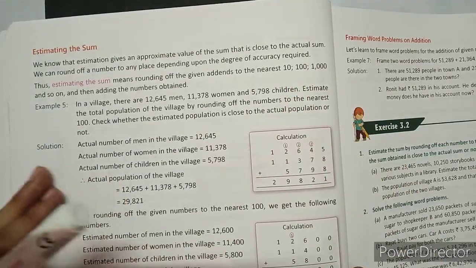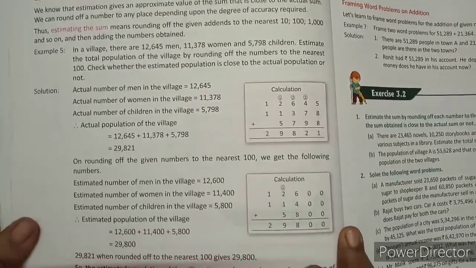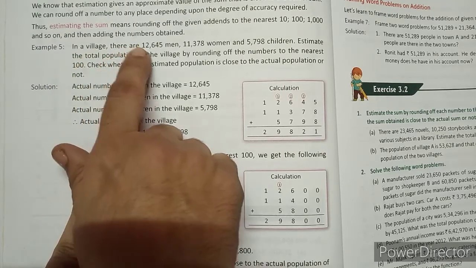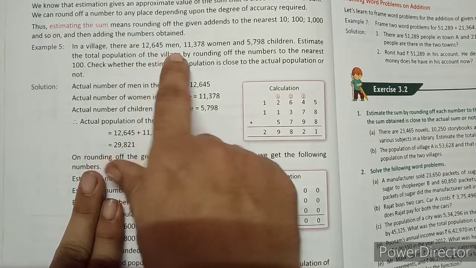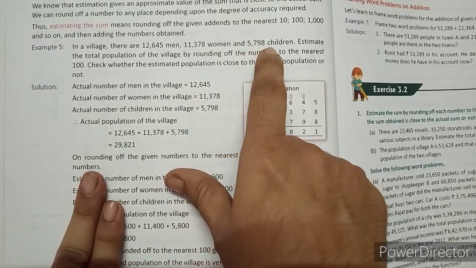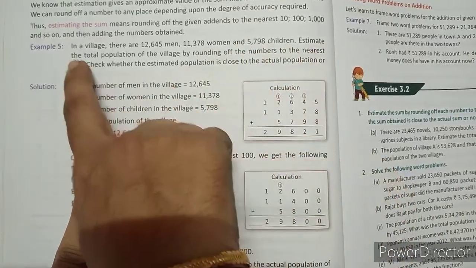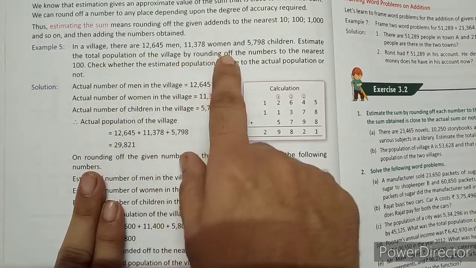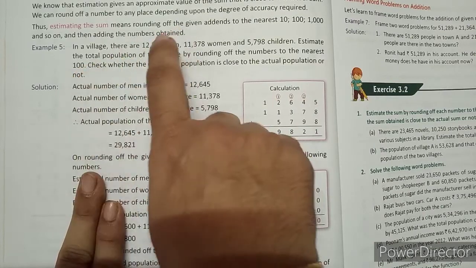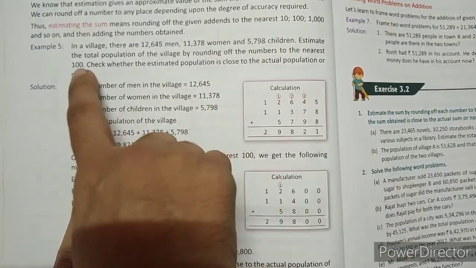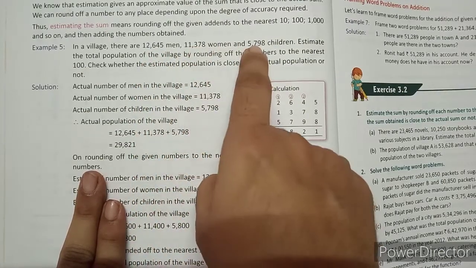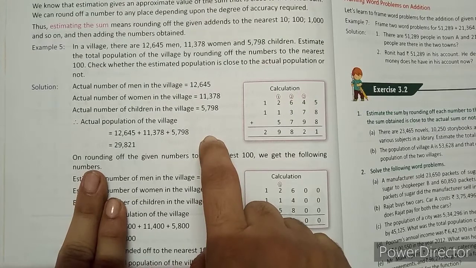So we will just go for one of the examples you have been given. So see here, in a village there are 12,645 men, 11,378 women and 4,798 children. Estimate the total population of the village by rounding off the numbers to the nearest 100. So they have told to round up these numbers to the nearest 100. That means you have to look for the tens position. Okay, tens place you have to look for.